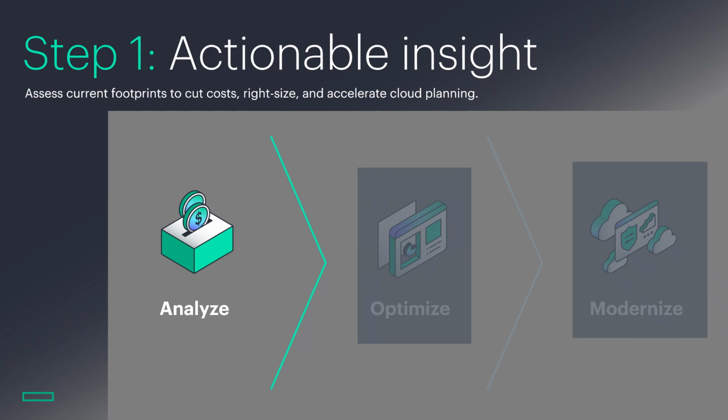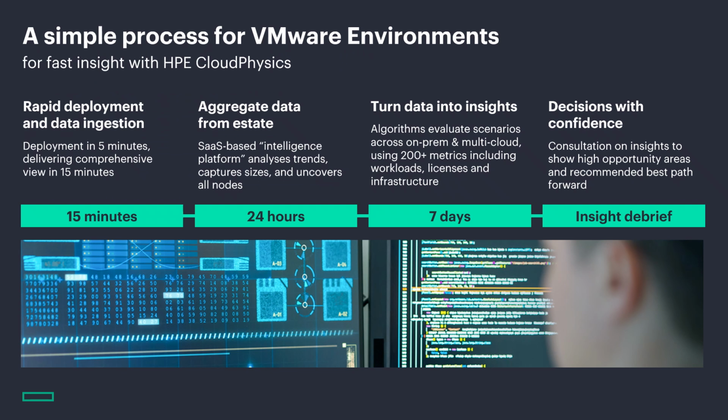Step 1. Analyze. Actionable insights with CloudPhysics. The journey starts with clarity. You can't fix what you haven't measured. That's why we start with a free HPE CloudPhysics assessment for VMware with vCenter environments. In just minutes, the tool will give you a look under the hood of your entire environment. It identifies inefficiencies, spots zombie VMs, and uncovers immediate opportunities to optimize your spend. It's the data-driven foundation you need to decide where to move, when to move, and how much you will save.